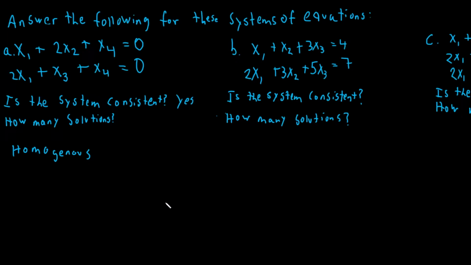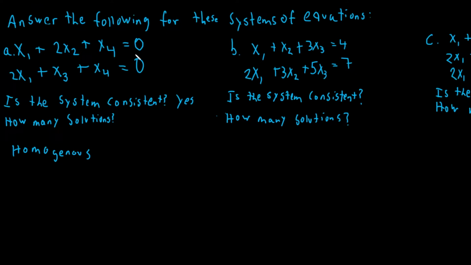A system of equations is consistent when essentially there is either one solution or infinite solutions. In other words, a system is consistent when there's at least one solution. So every single system of homogeneous linear equations is consistent. And once again, a system is homogeneous when all of its constant terms are equal to zero, as we see here. Now, the next question is, how many solutions does this system have?